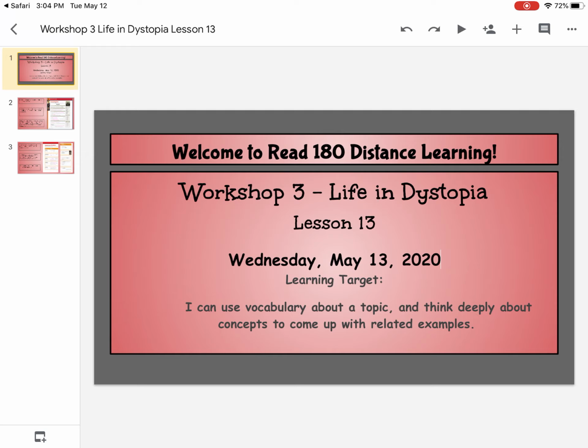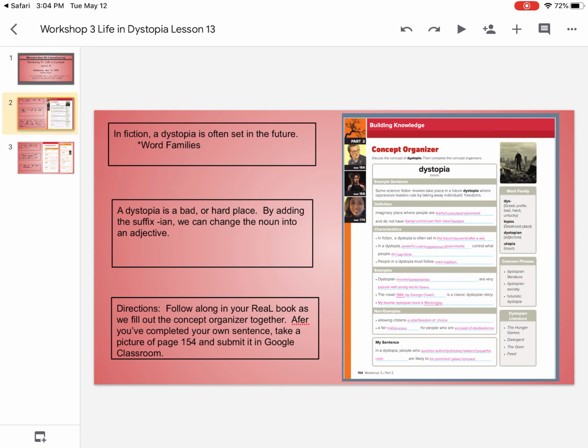Today is Wednesday, May 13th, 2020, and we're going to continue working in our real book with Workshop 3. One of the things we're going to focus on today is some content area vocabulary, and that leads us into our learning target. I can use vocabulary about a topic and think deeply about concepts to come up with related examples. So if you look at your first page on page 154, we're going to review a couple of things, but we're actually going to go through this concept organizer together.